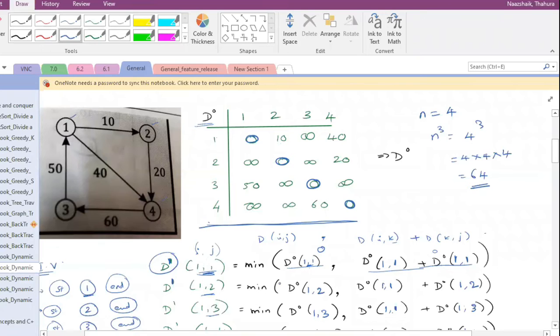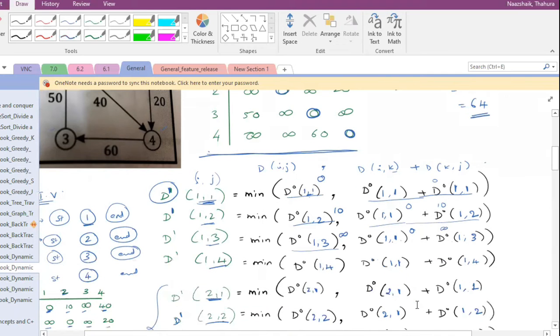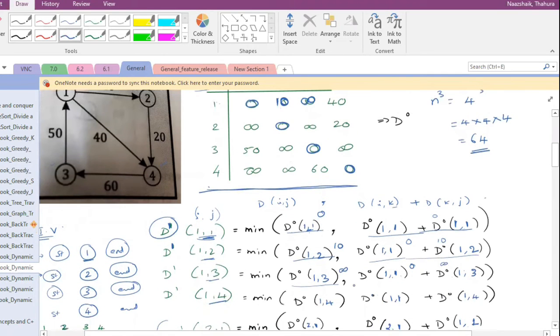Let's try 1 to 2. 1 to 2 is again 1 to 2, which is 10. Otherwise, you can go from 1 to 1, which is 0, and then from 1 to 2, which is 10. So 0 plus 10 is also 10. So there's nothing changing here. It is the same. Let's try this one. 1 to 3. 1 to 3 is infinity, or I can go to 1 to 1, which is 0, and then 1 to 3. 1 to 3 is again infinity. So there's nothing changing here also. And finally, 1 to 4. 1 to 4 is 40.